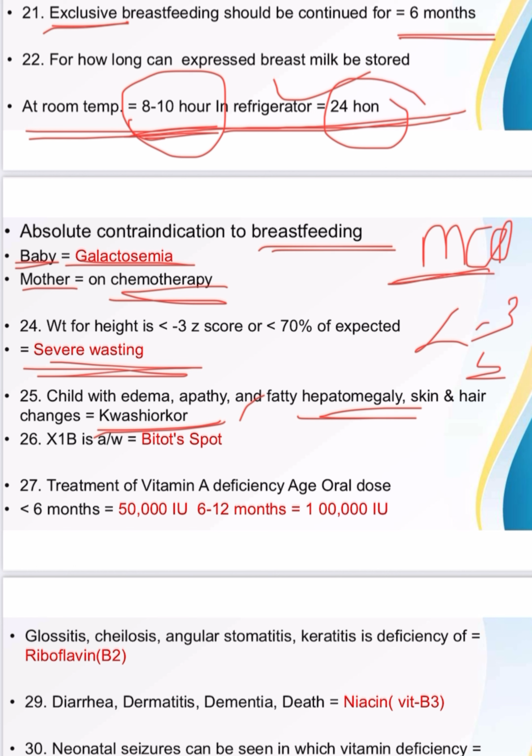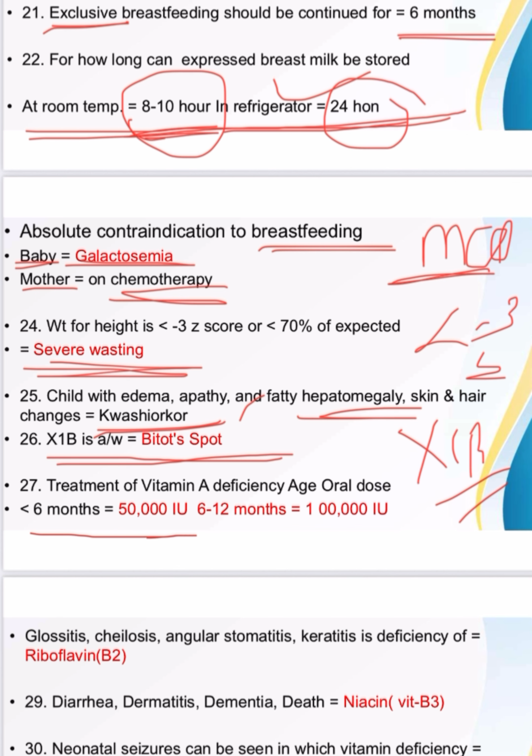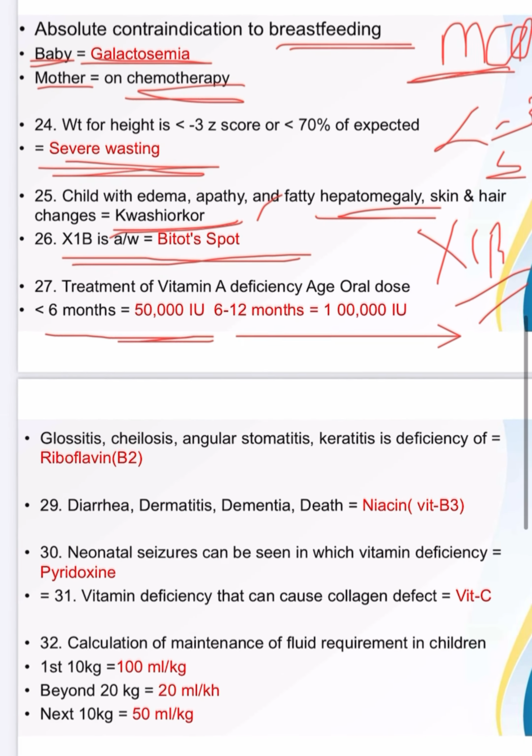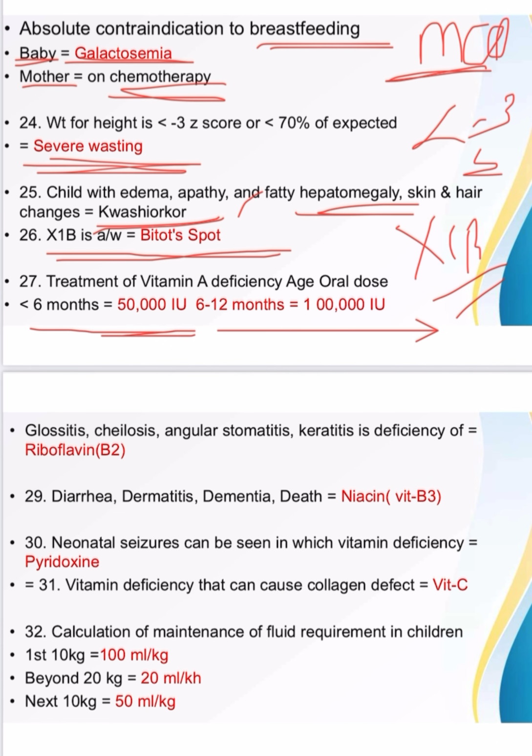Then X1B is associated with Bitot spot. So, treatment of vitamin A deficiency, age oral dose: less than 6 months it is 50,000 international units, 6 to 12 months it is 1 lakh international units. Remember this: in immunization, vitamin A is given with a 6 months gap.